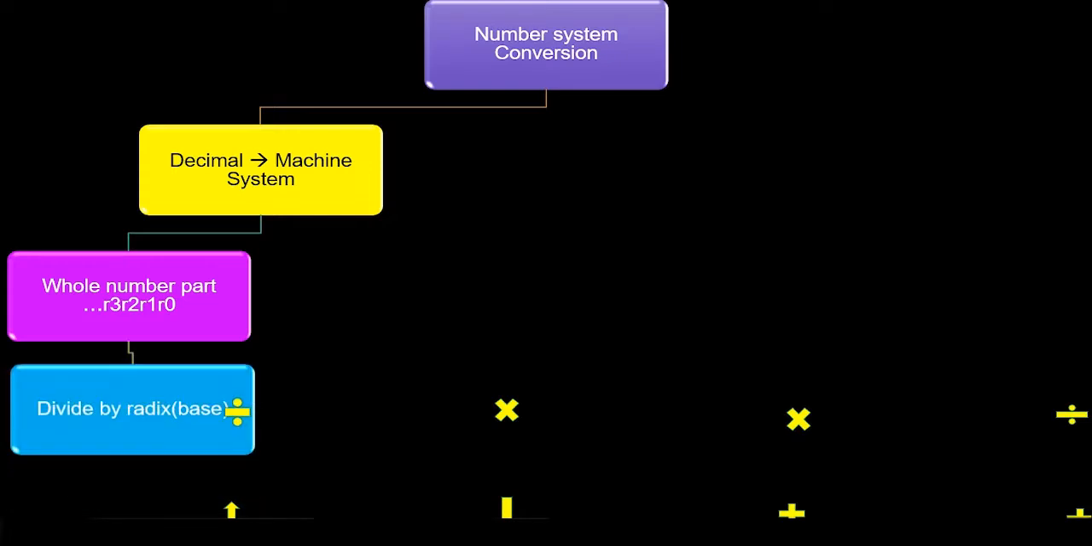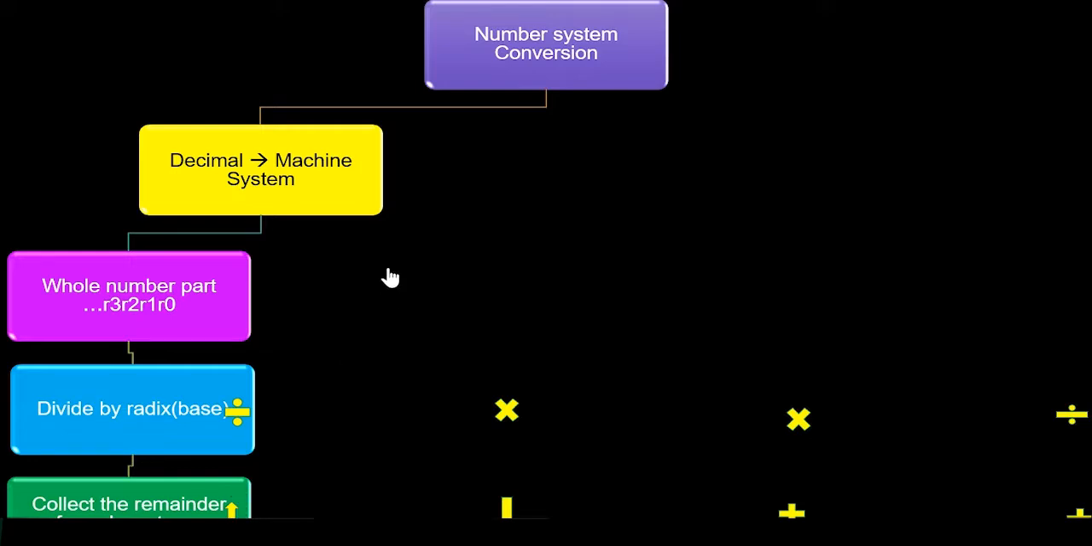In the whole number part, what we have to do is divide by the radix or the base. As I told you, the radix may be 8, 2 or 16 based upon whether it is octal, binary or hexa. Then we get the remainders from the division. The remainders from the division we have to collect, and that should happen from downwards to upwards.